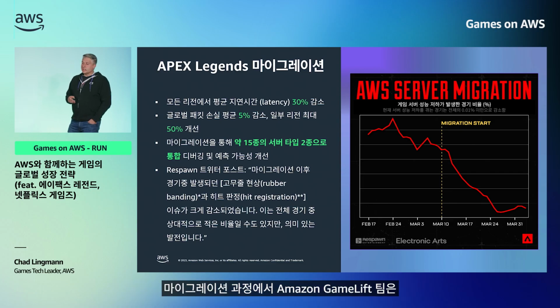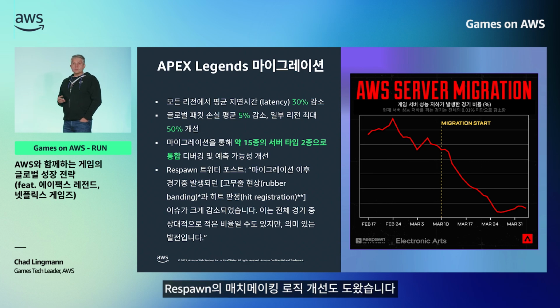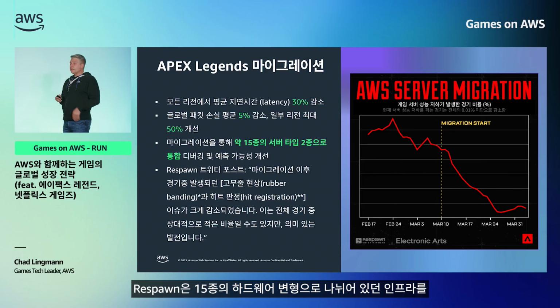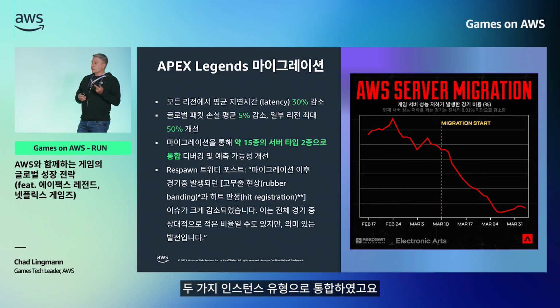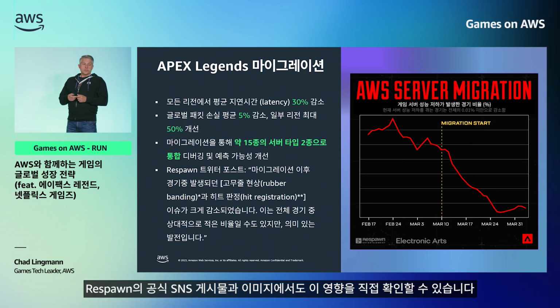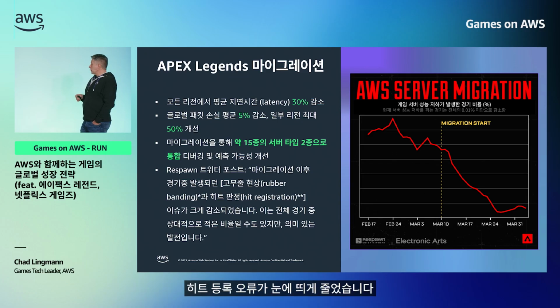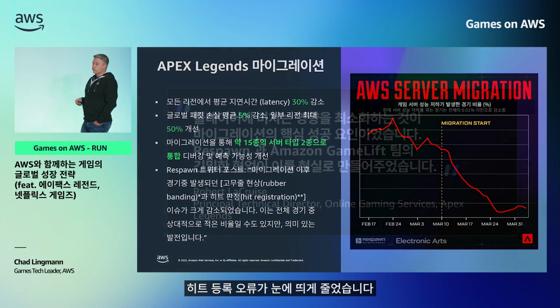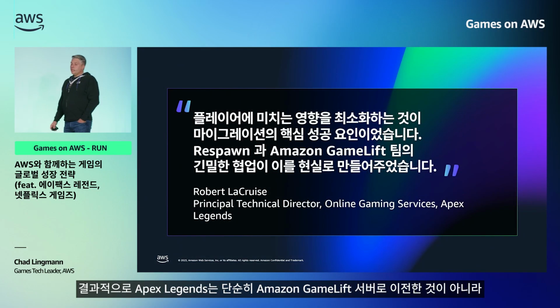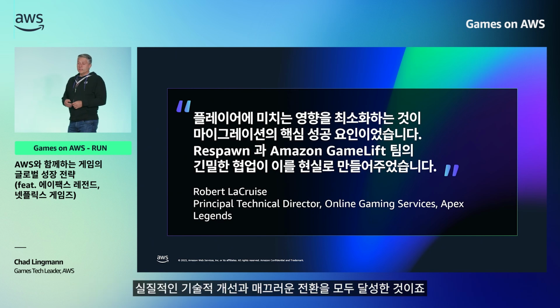During the migration process, the GameLift team also helped them improve their matchmaking logic. Respawn was also able to consolidate their infrastructure down from 15 different hardware variants to just 2 instance types. And the Respawn Twitter post and image shown here spoke directly to the impact. Post-migration matches experiencing rubber banding and hit registration issues decreased significantly. So when complete, Apex Legends didn't just migrate to GameLift servers. They actually saw meaningful improvements and had a seamless experience doing it.